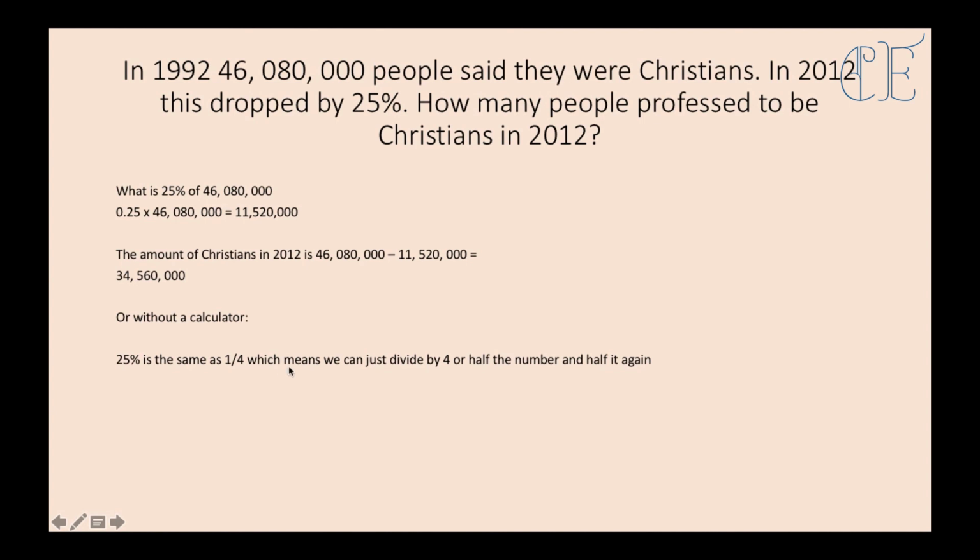Now without a calculator, this is even easier because actually 25% is exactly the same as a quarter. A quarter means that we can just divide the whole thing by 4 and it will give us the same answer, or half the number and half it again. You might have remembered that in school. If you want a quarter of something, instead of dividing by 4, you can half it and half it again. It makes life much easier.